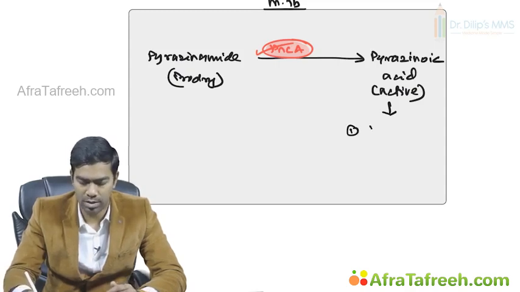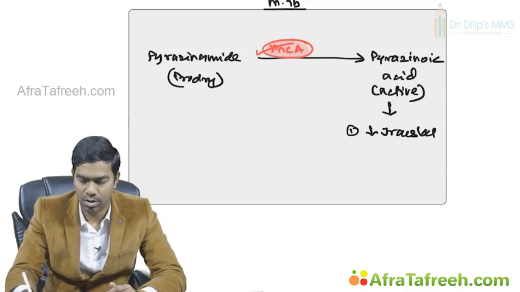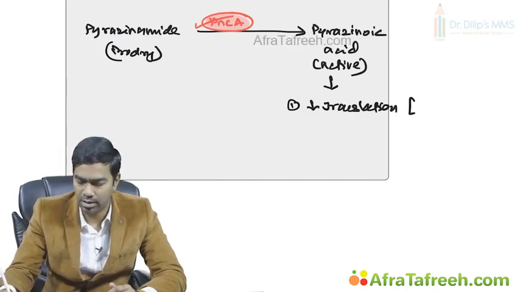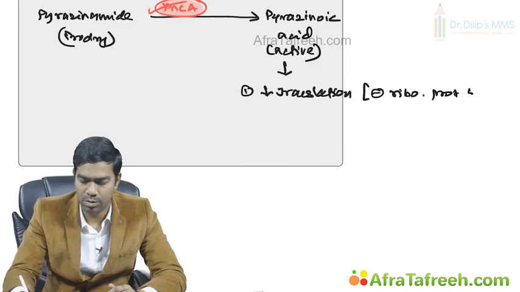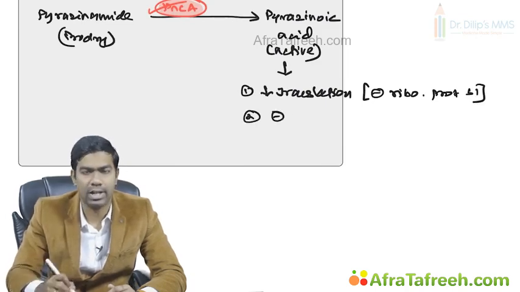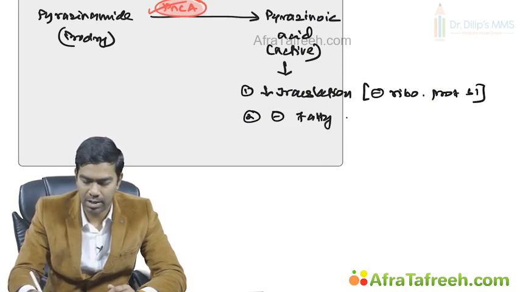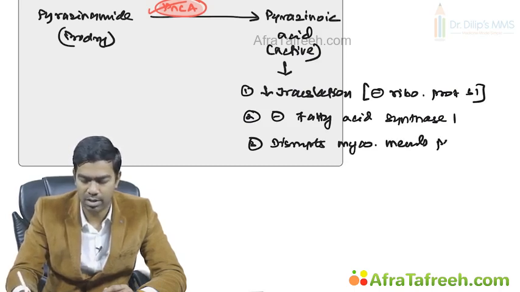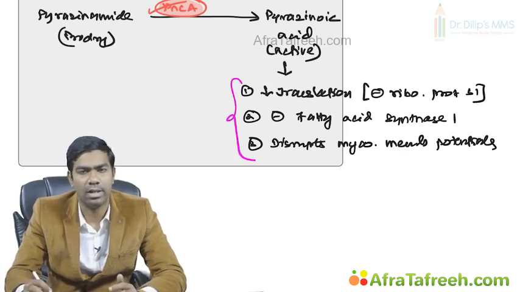Number one, the first one is to reduce the translation, that is the formation of proteins, protein synthesis inside the bacteria. And that is by inhibiting one of the important proteins called ribosomal protein S1. Number two, it inhibits fatty acid synthesis by inhibiting an enzyme called fatty acid synthase 1. Similarly, number three, it also disrupts the mycobacterial membrane potentials. All these three mechanisms have been described, which happen concurrently after giving pyrazinamide.